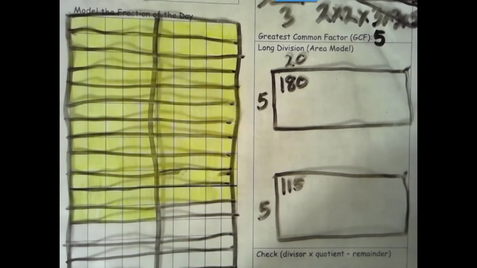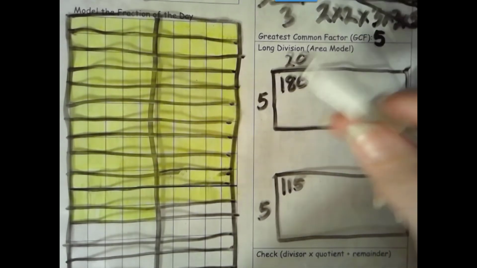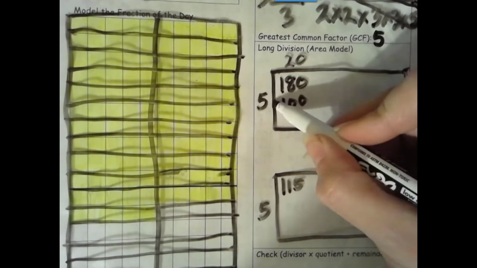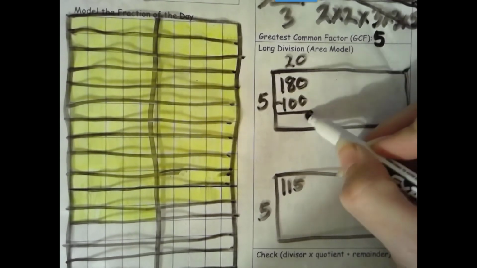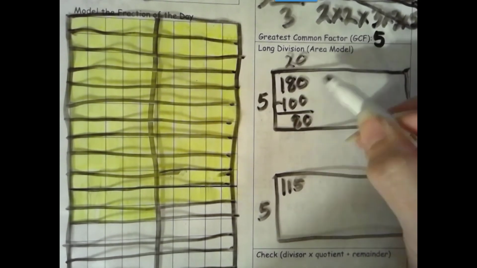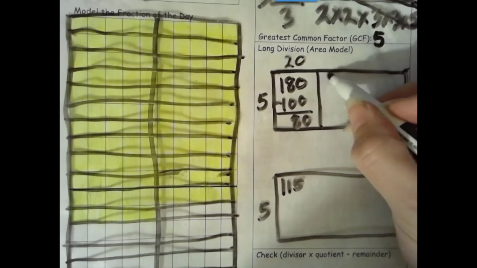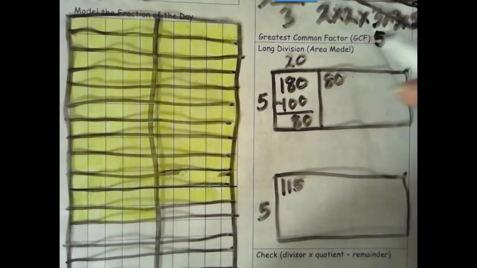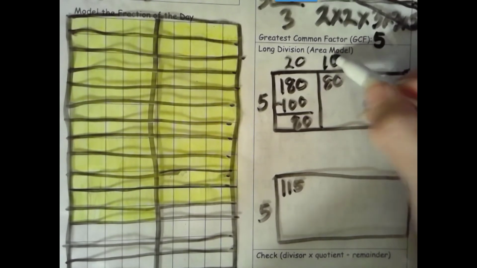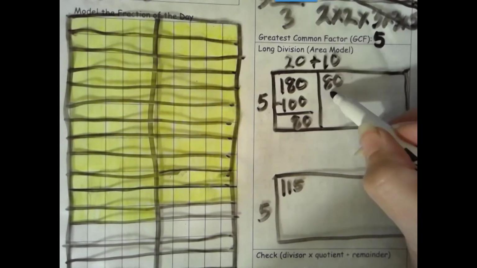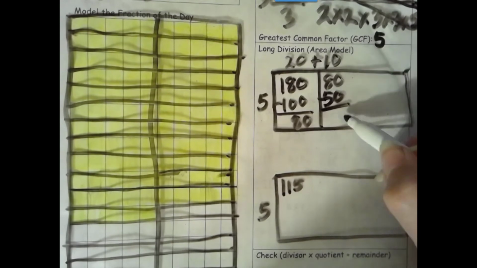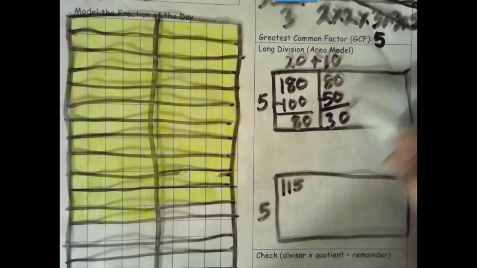Okay, 20 times 5. Well, 20 nickels is $1, or 100 cents. Numbers the same, zeros the game. More on top, no need to stop. Okay, 80 goes up here. Let's see, 10 times 5 is 50. Numbers the same, zeros the game. More on top, no need to stop.